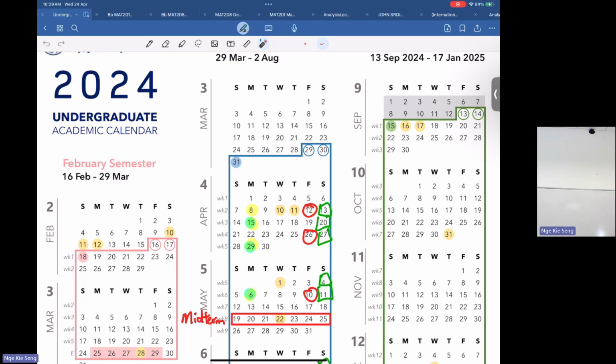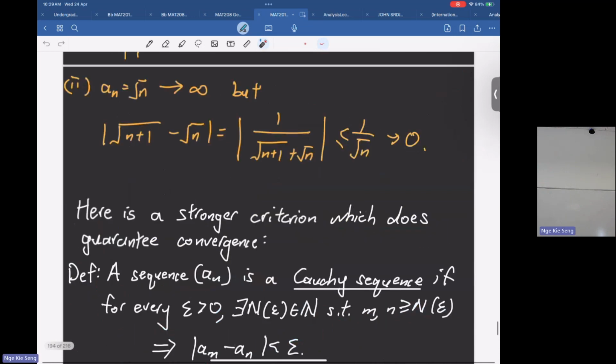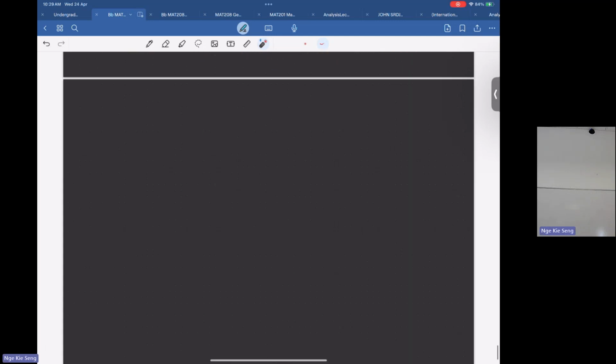Okay, last 30 minutes. Let's do the last theorem.